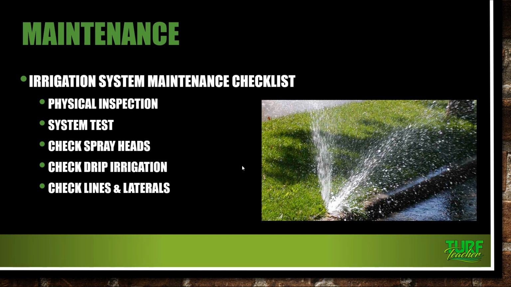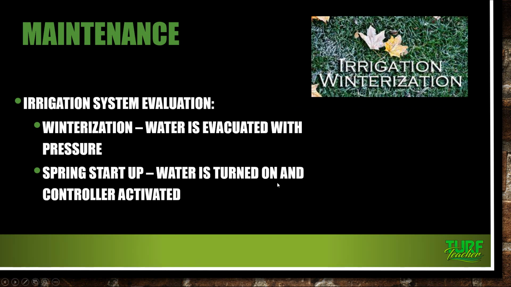Do a system test. Check the spray heads, check the drip irrigation, check all lines, including the laterals, and make sure there's no leaks or anything, because guys, you're the maintenance contractor. It's going to be your fault. They're going to call the irrigation contractor, and he's going to blame it on you. So you need control of that system. Winterization, water is blown out with pressure. Then you do the spring startup, water's turned on, and then the controller is activated. That is good dollar revenue for you guys, especially doing the winter shutdowns.